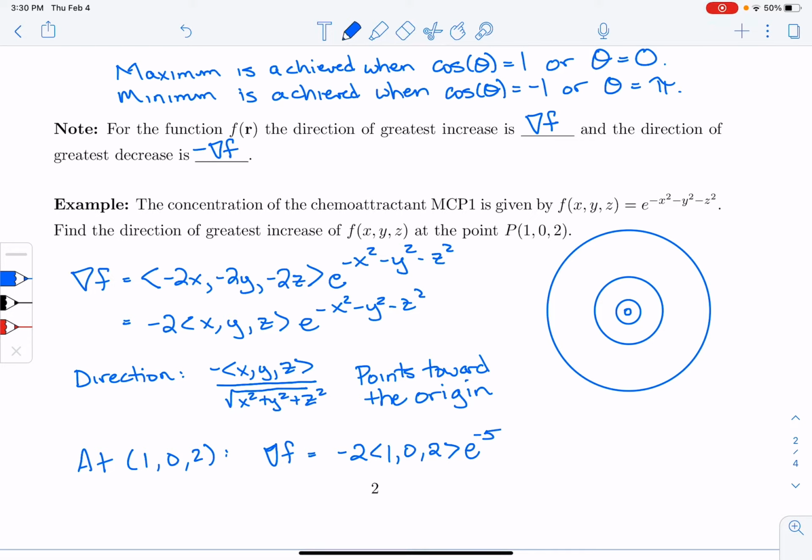So the magnitude of the gradient is going to be the magnitude of this. That's going to be 2e to the minus 5 times the square root of 5. And so the magnitude of the gradient there gives you the rate of increase at the point 1, 0, 2.